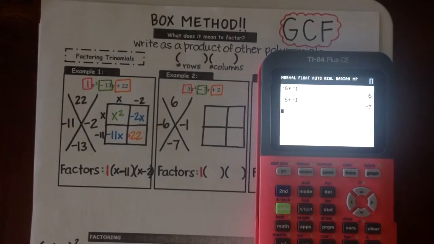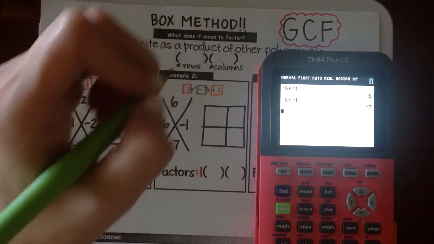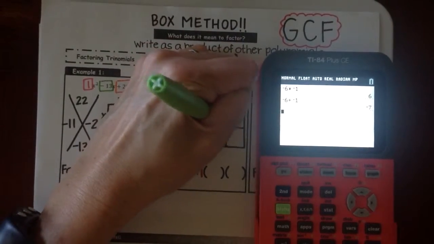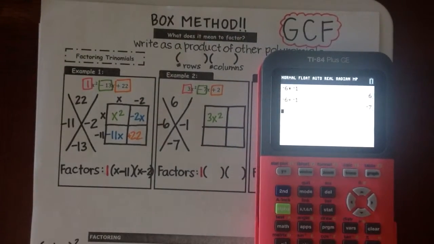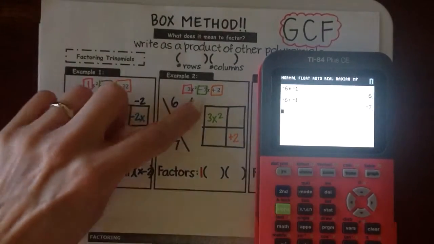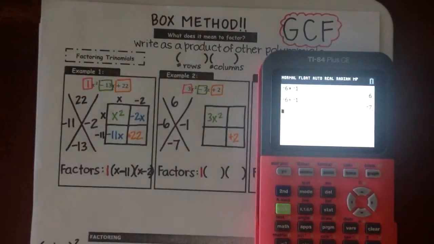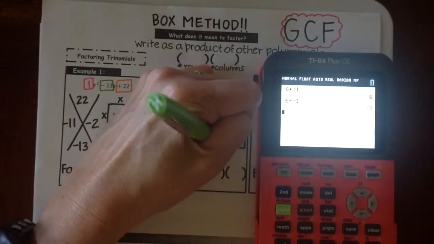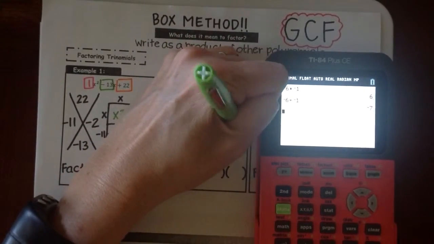So my numbers are correct. And now I'm going to fill in my X puzzle so I can factor this super fast. 3x squared, and then I'm going to get 2 down here in the bottom right. And now I know how I'm going to split up that negative 7x. It's going to be split up into negative 6x and negative 1x.